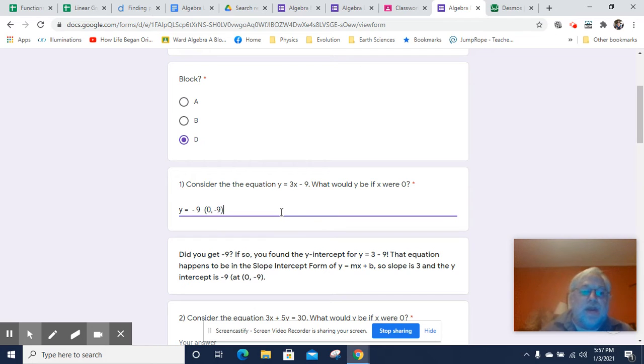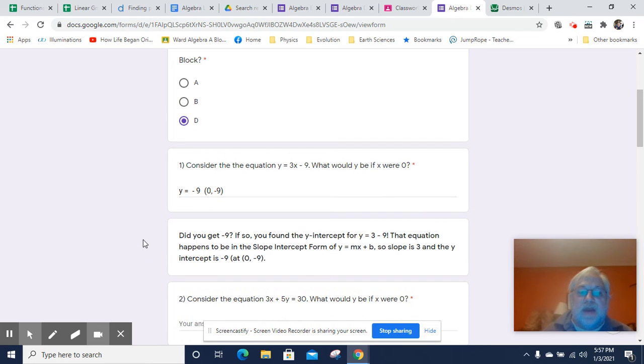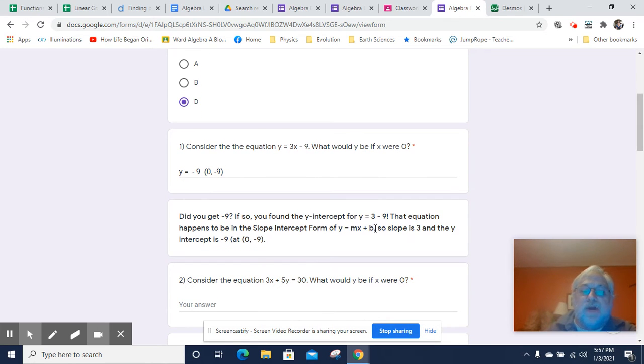There you go. And you found a y-intercept. In fact, and here's that equation, y equals 3x minus 9. I see I have a typo in here that I'll have to fix. That equation happens to be in the slope-intercept form of y equals mx plus b, where the m is the slope, so 3 is the slope, and b is the y-intercept. There should be an x right there, but I'll fix that before you have to do this do now.